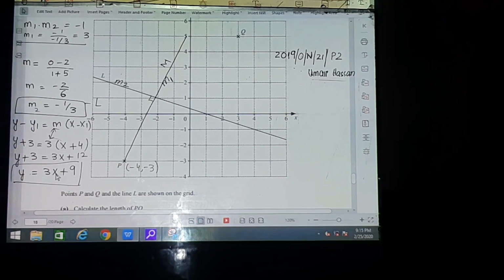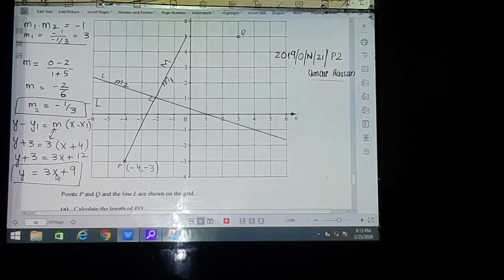So that is all about this paper, 2019 October November, paper 2-1.